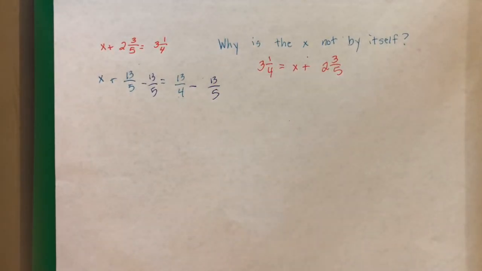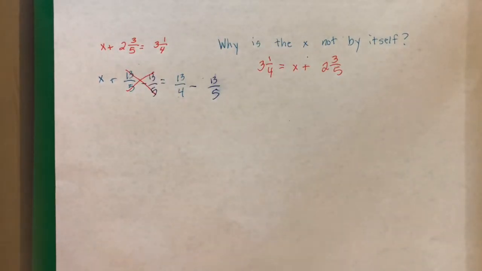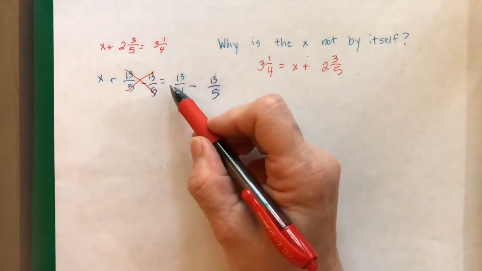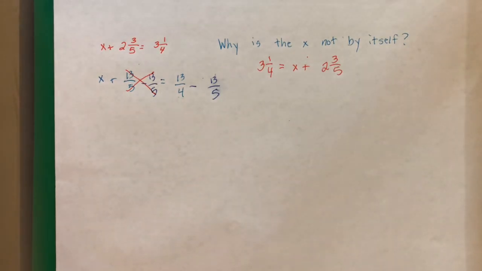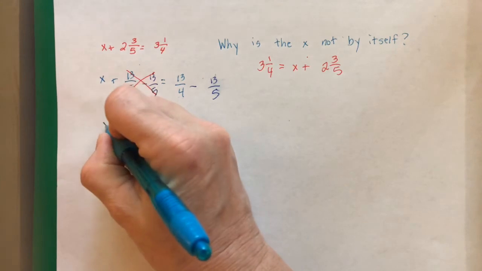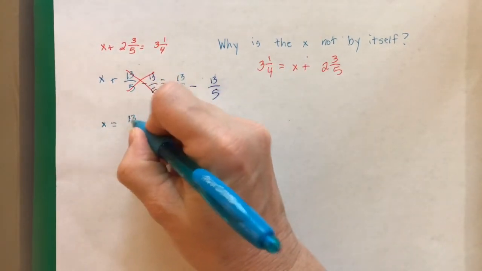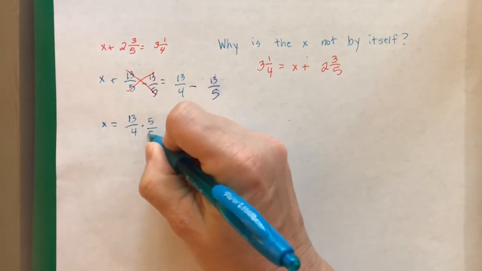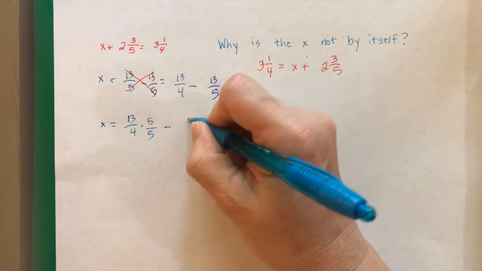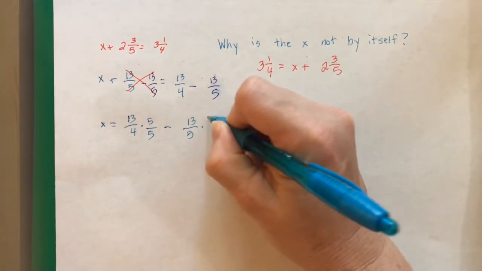Okay, now these will go away. The next thing I'm going to do, if you've left enough space, you can do it right here on this line. But since you're probably taking notes, I'm going to do it on another line. X equals 13/4 times 5/5. I'm getting a common denominator. Minus 13/5 times 4/4.